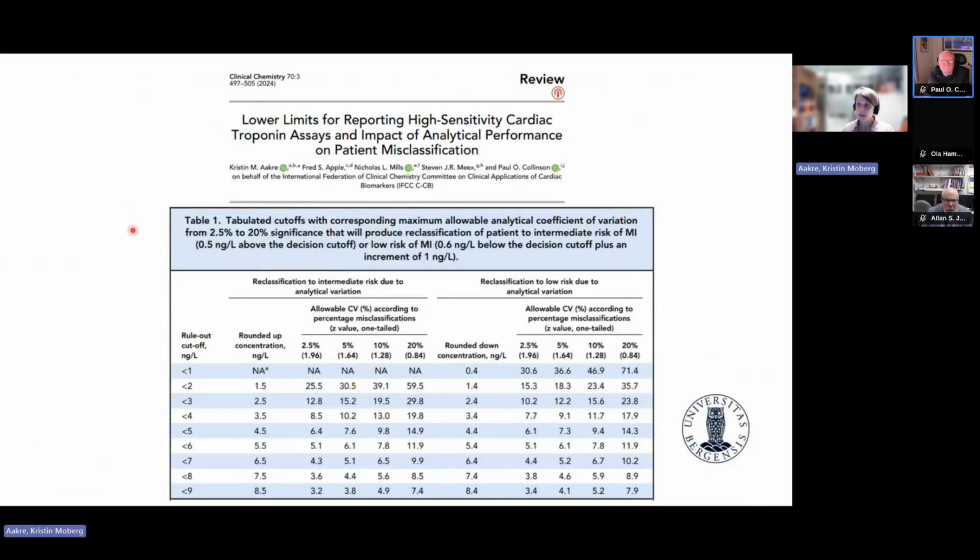We have also done here theoretical calculations of how the different analytical variation will affect the risk of reclassification of patients for different cutoff values. This is purely theoretical, no patient data here, and it's published by the IFCC group, and we discuss very much around these low concentrations and how analytical error affects these measurements. So I recommend this paper for further reading.